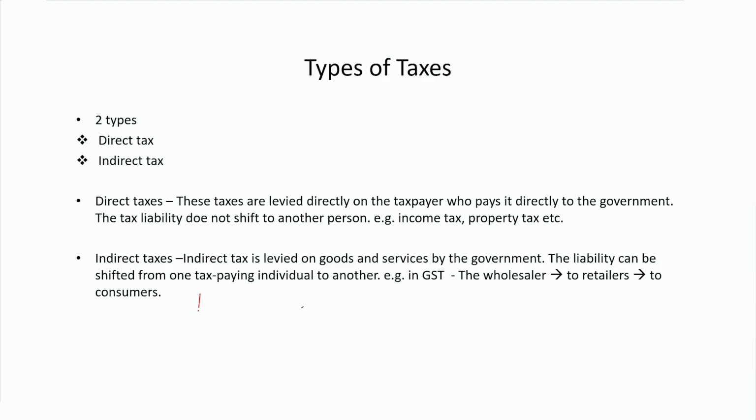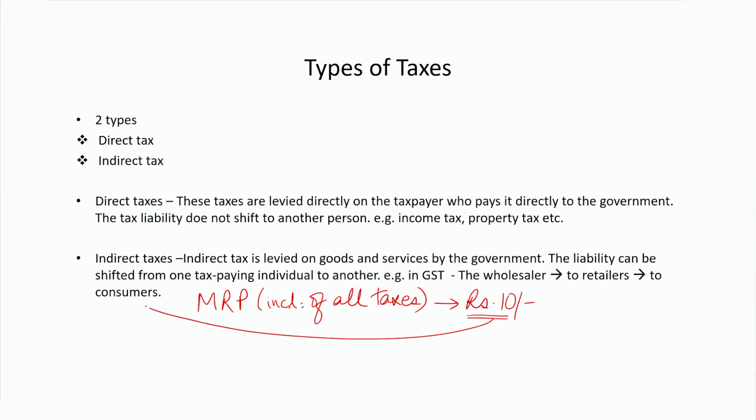So when we read something known as MRP inclusive of all taxes and we are paying that amount of 10 rupees, right? We as the consumer are paying that 10 rupees, but the liability was something that has been passed on to the consumer. So when this amount of 10 rupees is paid and the amount goes back, that's how the retailer and the wholesaler are actually able to meet their liabilities from this 10 rupees.